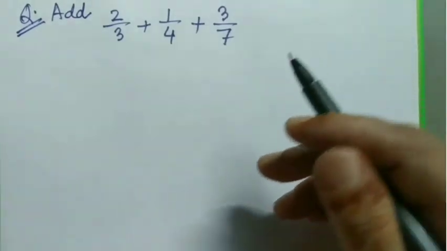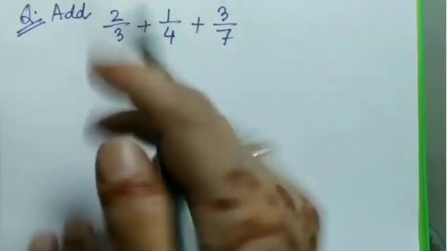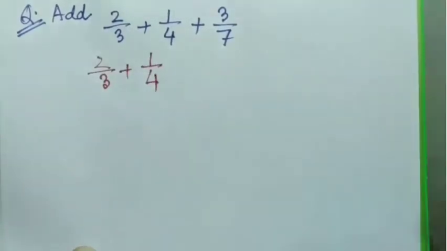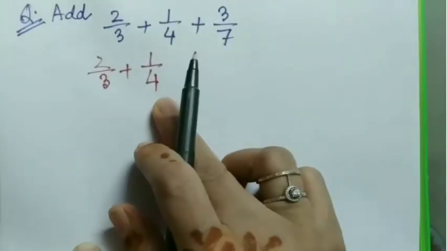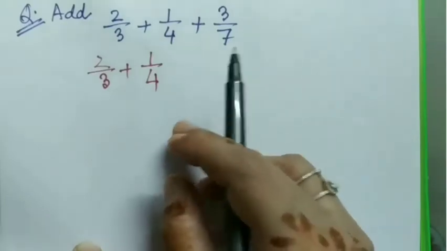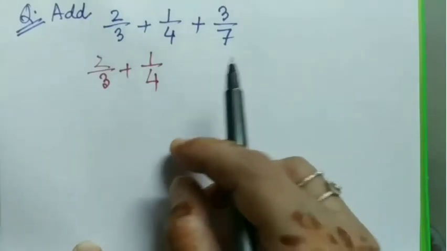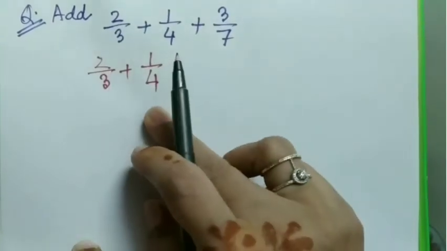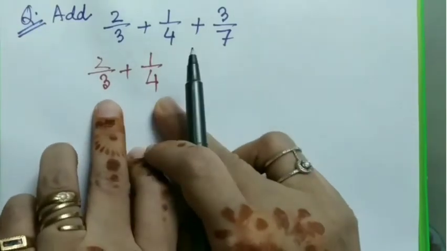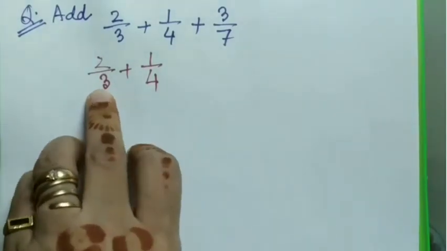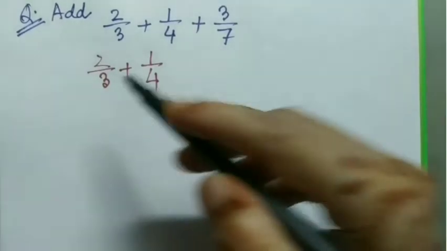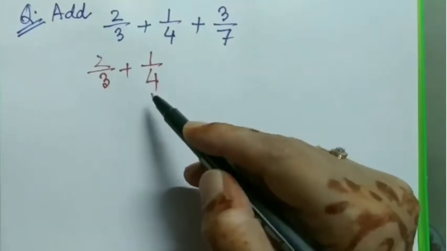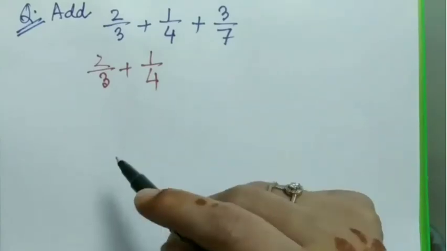Alright, let me add first two fractions, that is 2 divided by 3 plus 1 divided by 4. Now here you see fractions are unlike fractions, so our first step is to convert them to like fractions, that is the fractions having common denominator. In this case the common denominator is always going to be the product of the denominators of each individual fraction. Here you see one denominator is 3 and another denominator is 4. So we are going to change our denominator by multiplying with another denominator.